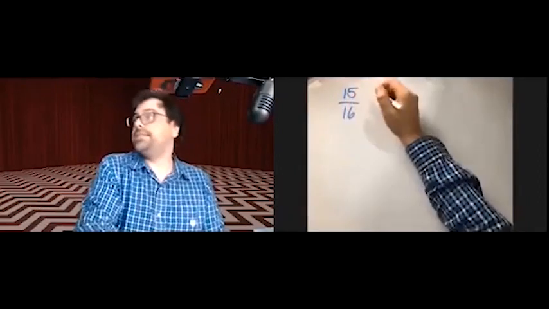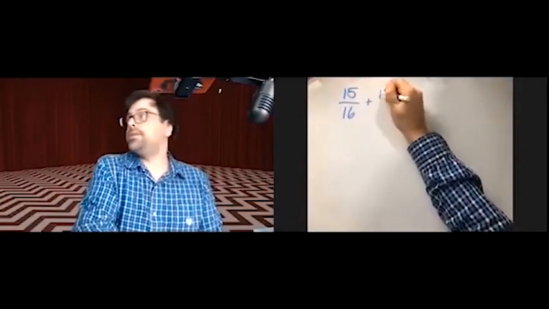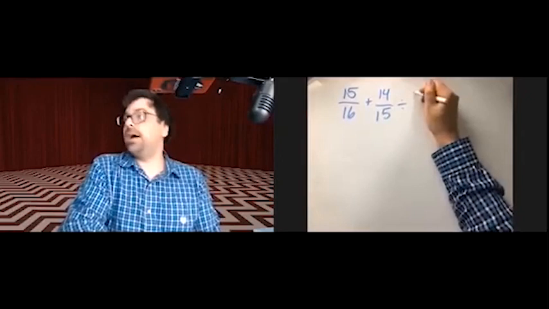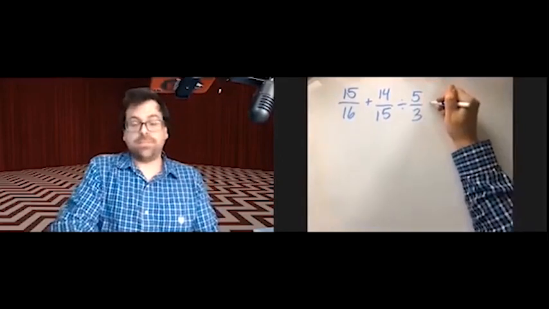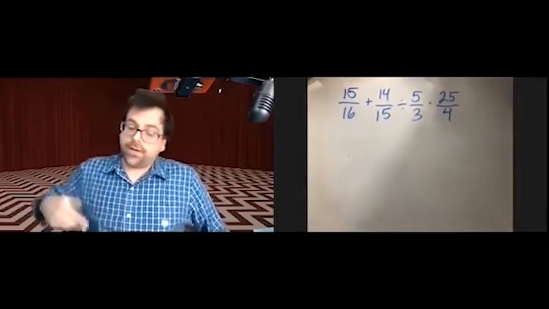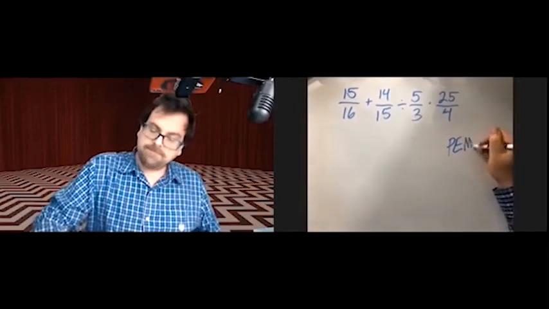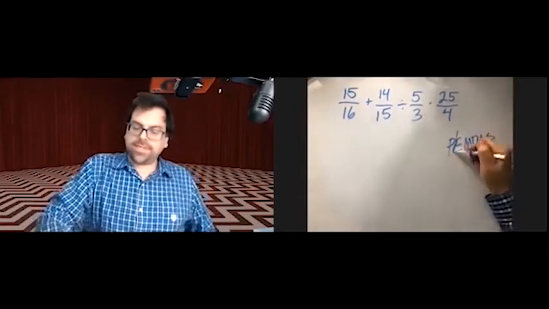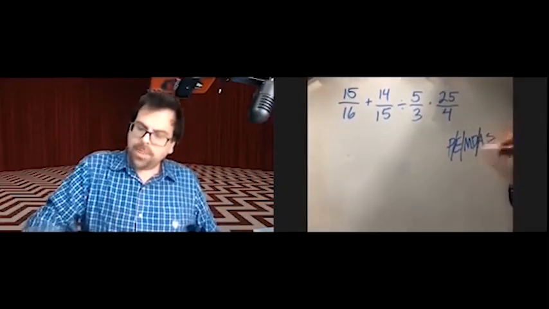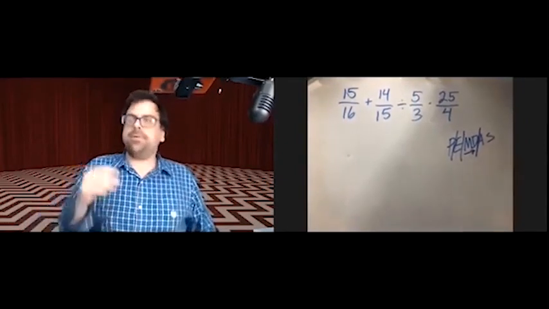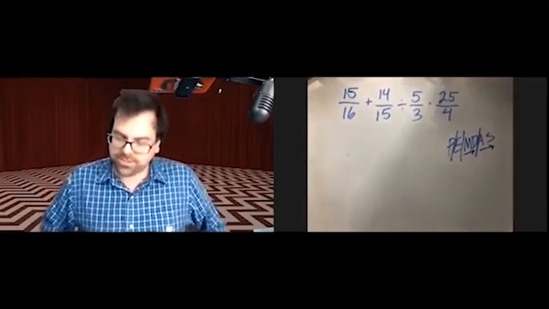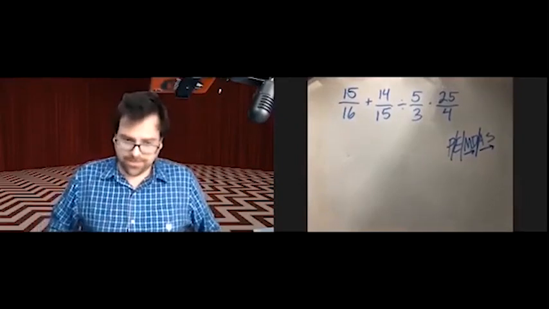Let's take a look at 15/16 plus 14/15 divided by 5/3 times 25/4. This is going to require a closer look at PEMDAS again. And the parentheses and the exponents, they're not in play here. But remember, multiplication and division is one step left to right as we come to it, as is after that addition and subtraction, left to right as we come to it.